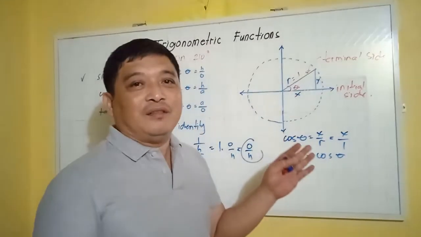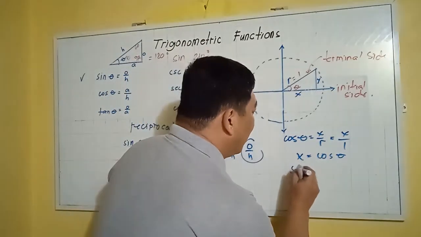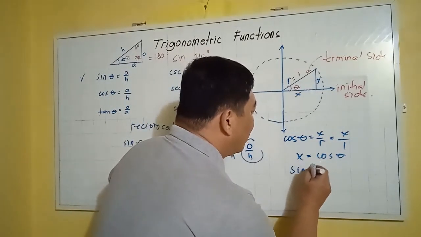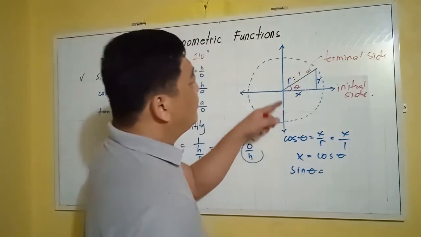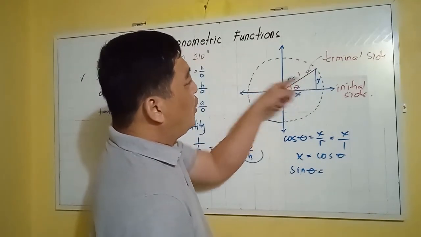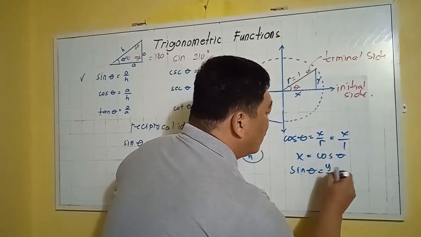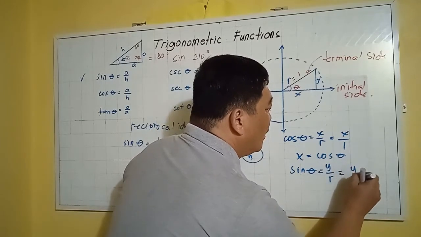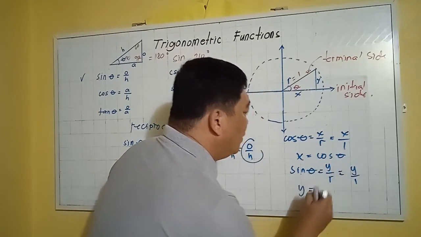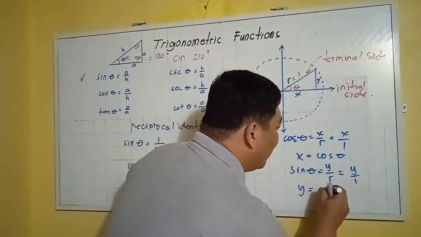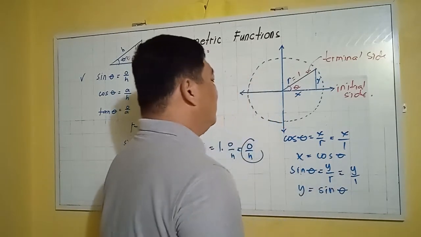Then let's consider sine theta. Sine theta here at the unit circle is equal to opposite over hypotenuse, y over r. If r is equal to 1, y over 1. So y is equal to sine theta.